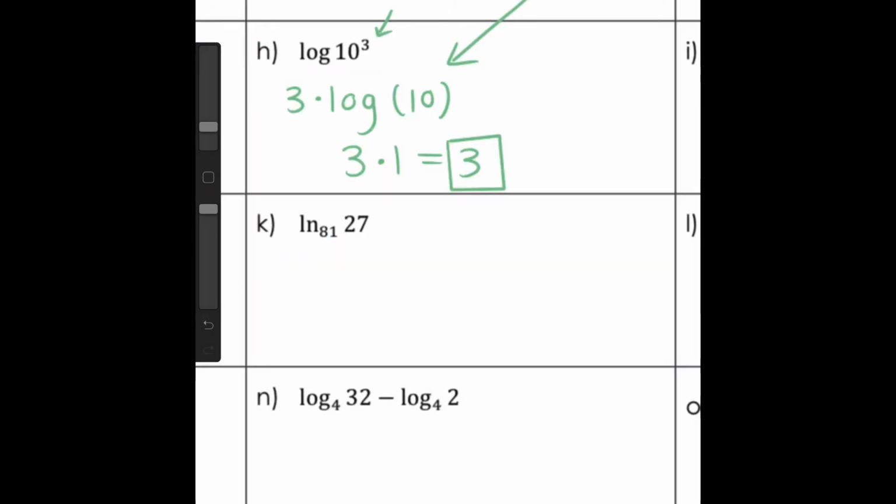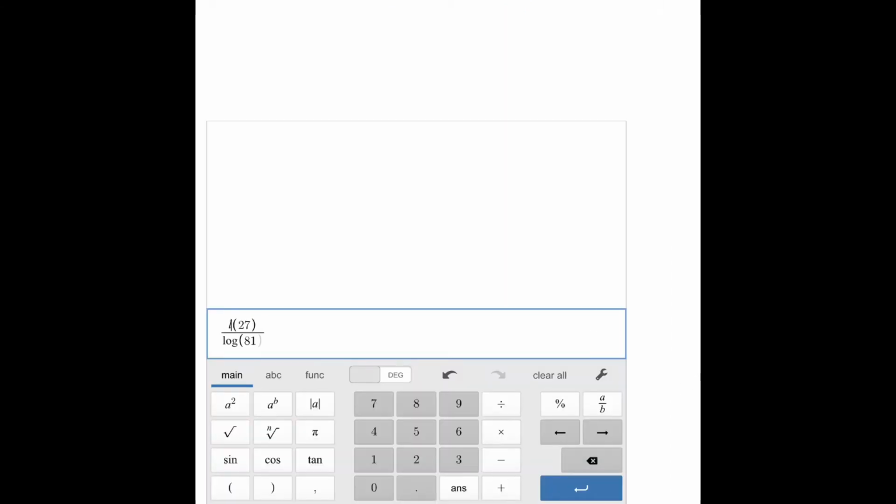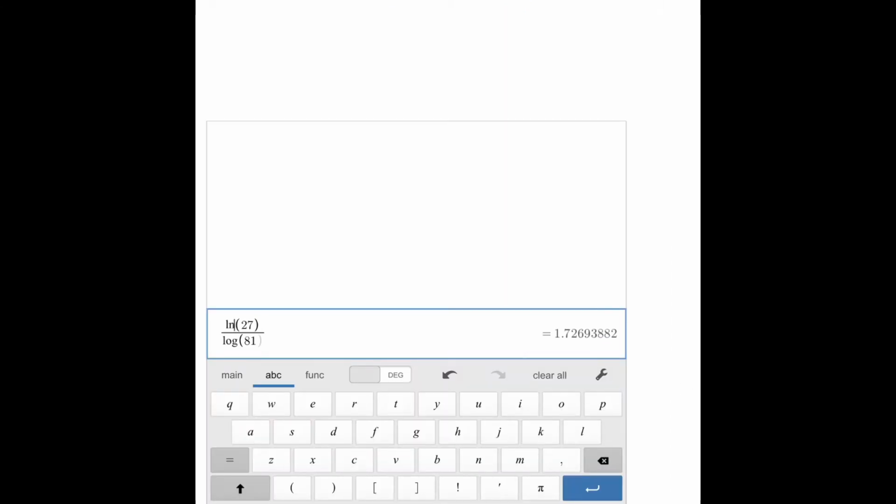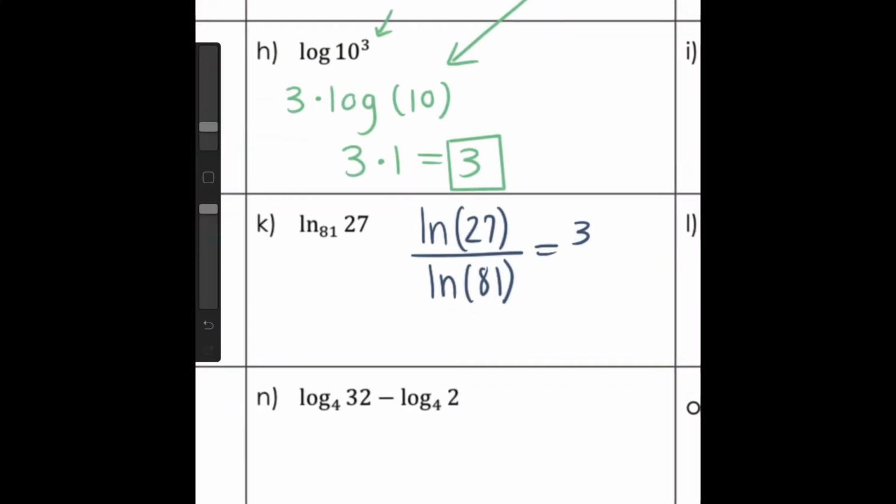And this is the same situation, but with ln. So it will be ln of 27 over ln of 81. And that's also 0.75, or 3/4.